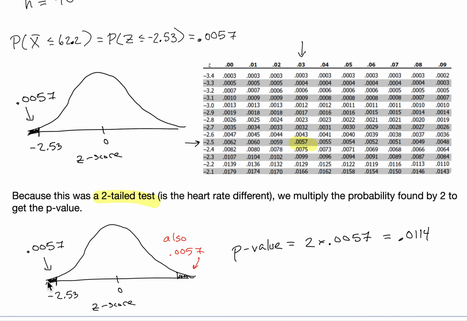So here's the probability in this tail, 0.0057. Remember that the normal distribution is symmetric. So the probability on this side is also 0.0057. So the p-value, the probability of a result at least this extreme in either direction, is the total area of these two tails. That's 2 times 0.0057, which gives us 0.0114. Okay, so we have our p-value.